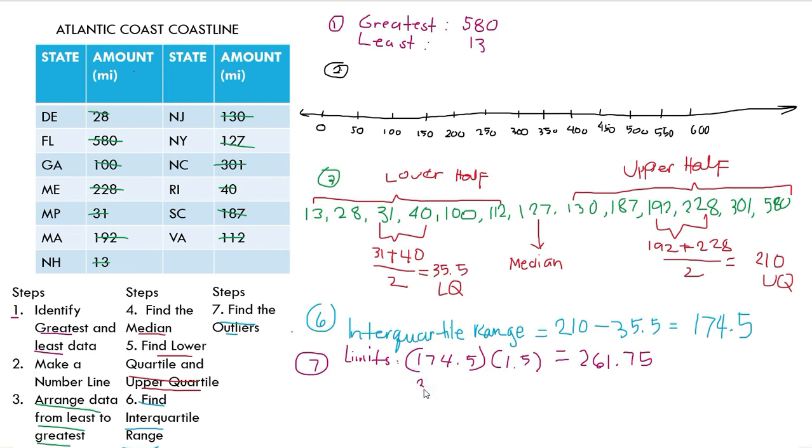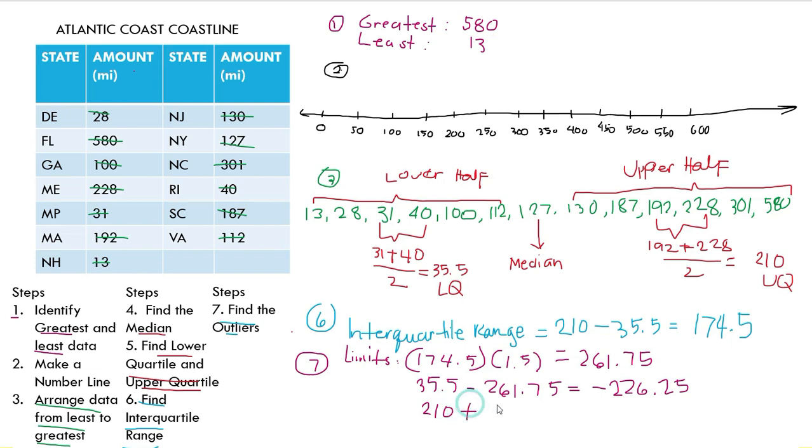And then what we do, we will subtract this from our lower quartile and add it to our upper quartile. So our lower quartile is 35.5 minus 261.75, and that would give us the difference of negative 226.25. It's already clear that we don't have a lower extreme number because that's negative, and the other one is just positive 13.